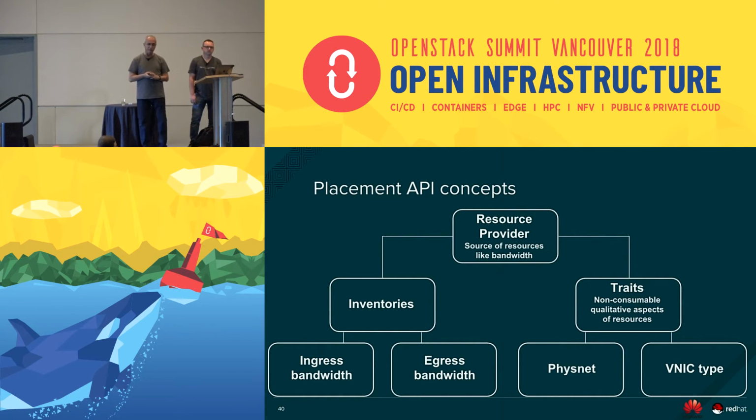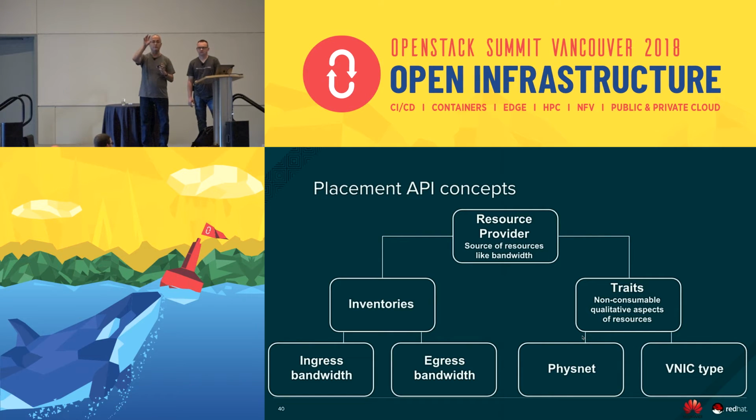What we are going to be doing is talking to the placement service. Placement, for those of you who might not be familiar, is a service associated to Nova where you can specify resources available in the different compute hosts. Essentially, the basic abstraction in the placement API is what they call a resource provider. And a resource provider is a source of some resource. In this case, we are talking about bandwidth, right?